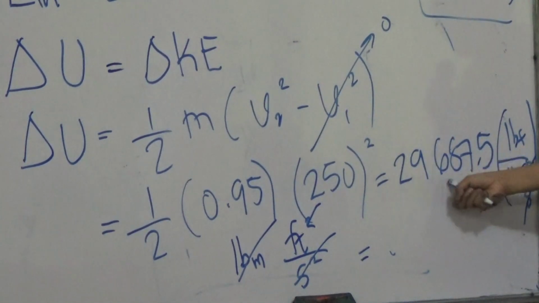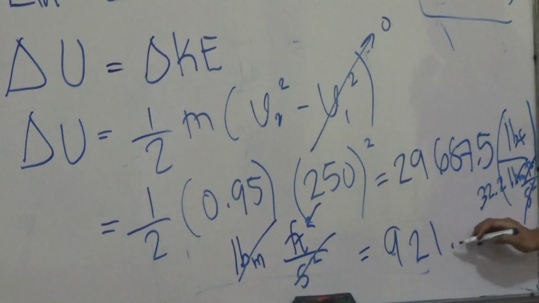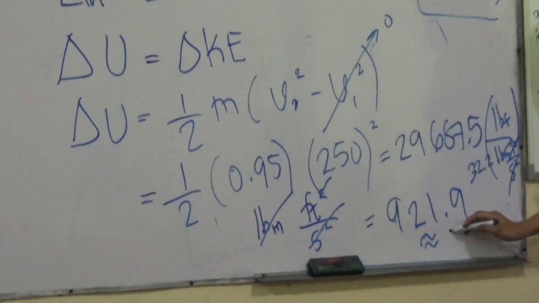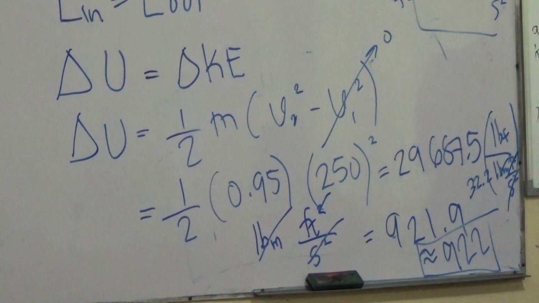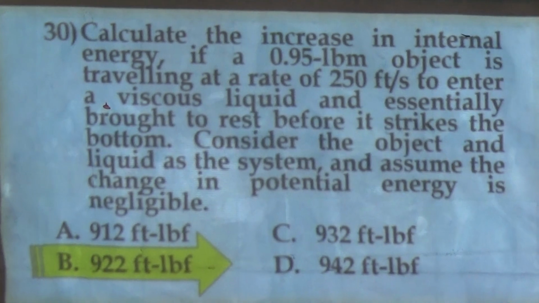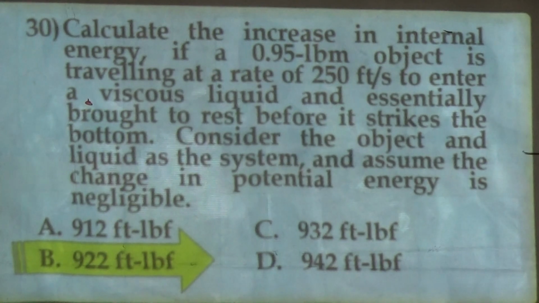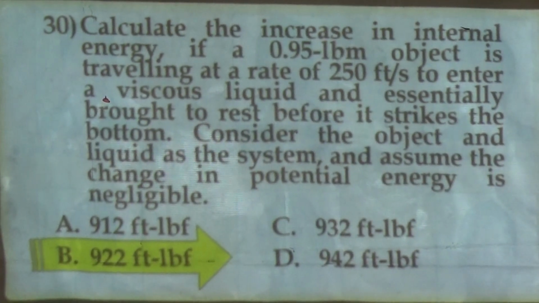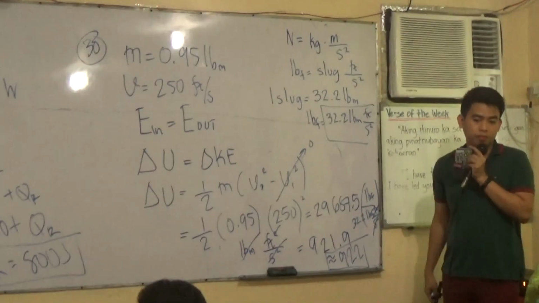Basic units. So, i-divide pa to ng 32.2. So, answer is 921.97 or approximately 922 pound force feet. Okay, so 922. So, that is letter B. Madali yun. Kailangan lang, sir, alam ko to. Saan nagagamit yan? Sa thermodynamics, sa fluid mechanics, mga ESAS. Okay, so basic.